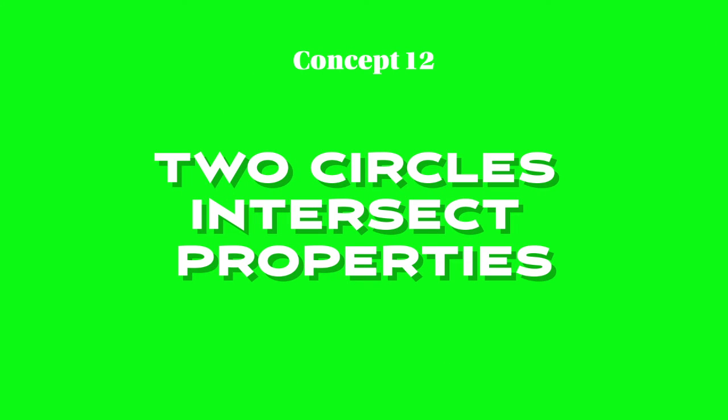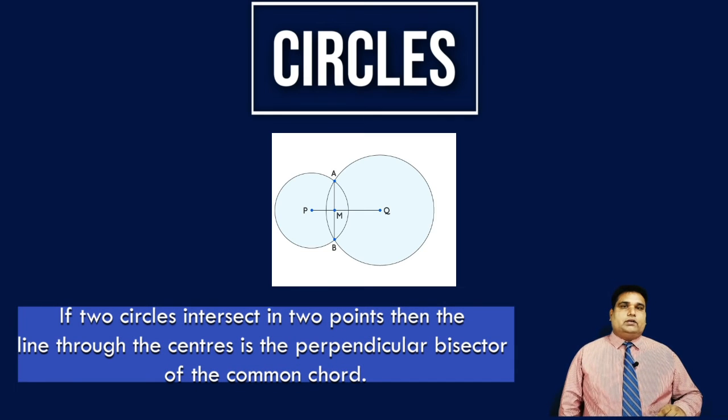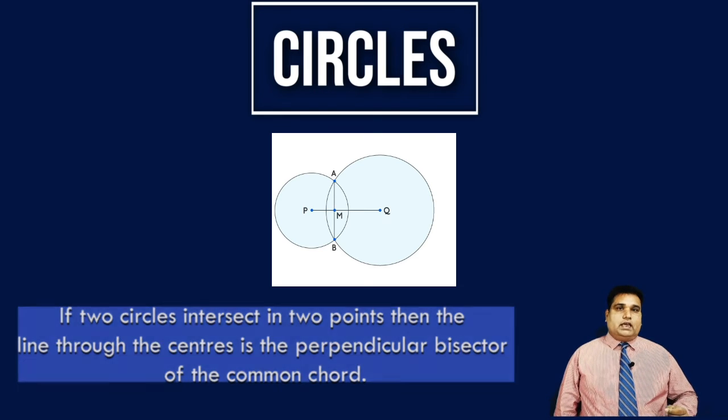Concept 12, two circles intersect properties. So if two circles intersect in 2 points, then the line through the centers is the perpendicular bisector of the common chord. Here we can see two circles intersecting at points A and B. The common chord is AB here, and if we draw the line from the center of the circles onto the chord, it is going to divide the chord into two equal parts.